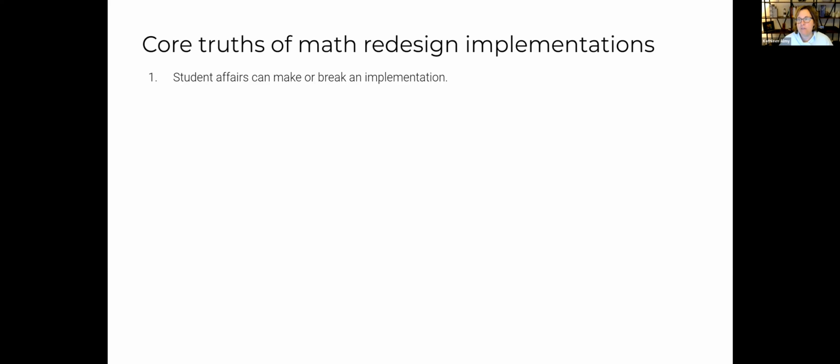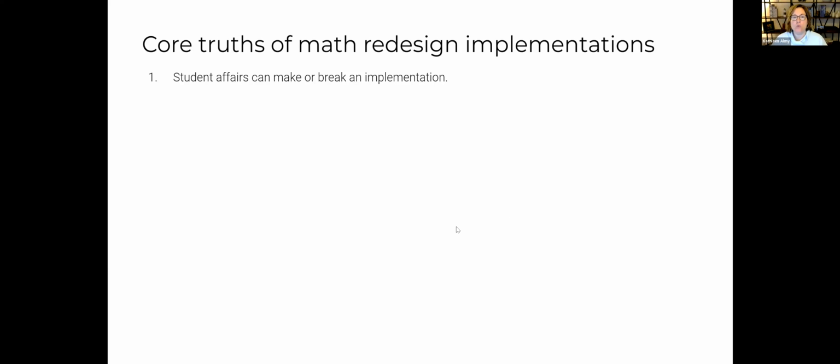And as someone who has been in faculty for a long time, we often see, okay, if you're going to make a math change, that's a faculty thing. That's a curricular thing. It is and it isn't. We are one part of it, but we're not the whole thing. We have to get the right students into the courses so that we can serve them. How do you make that happen? Student affairs. That's how that happens.